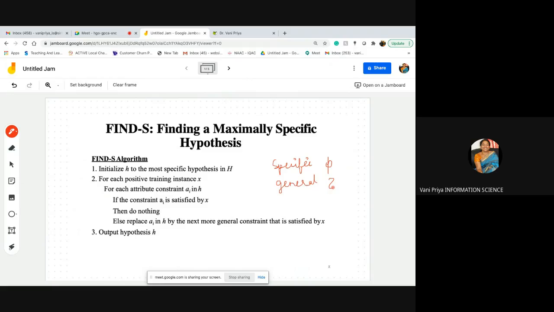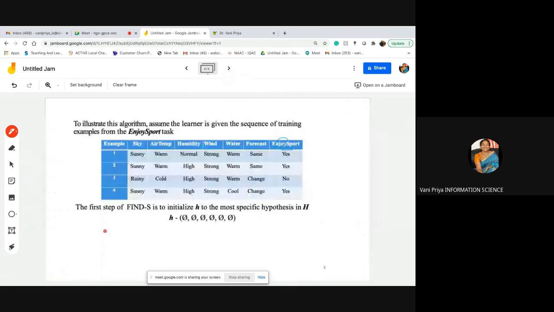Or general, which is denoted by the question mark, which says that any value is acceptable for that particular attribute. Otherwise you can have a value like warm, cool, or strong. So first we are going to initialize h to the most specific hypothesis. What is meant by most specific hypothesis here? You write h, a hypothesis, and within the parentheses you write the most specific values for each and every attribute.